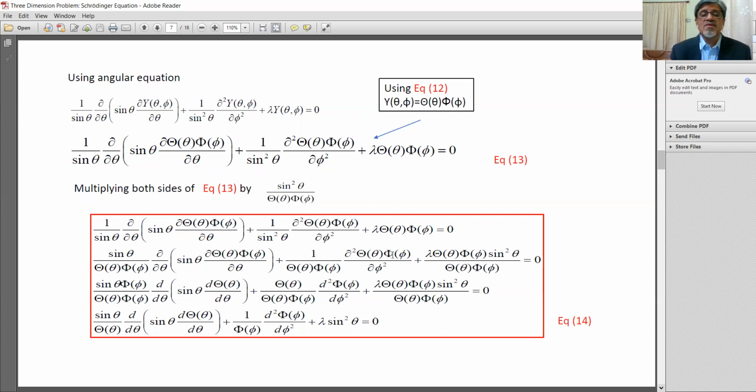Again, here it is differentiated with respect to phi, so Theta(theta) is not affected and can be taken out. So here in the following step, we have taken it out as a not affected part. Here it is a differentiation with respect to theta of d Theta(theta) by d theta, so Phi(phi) is not affected, and it is taken out of the differentiation sign. And again, we notice that Phi(phi) cancels out with the Phi(phi) in the denominator. So here sine theta divided by Theta(theta), and again 1 upon Phi(phi), d2 phi by d phi square, and again lambda plus sine square theta equal to 0. So we call it equation number 14.